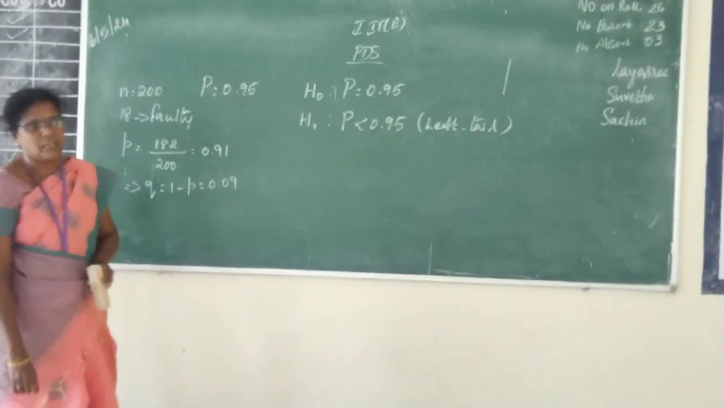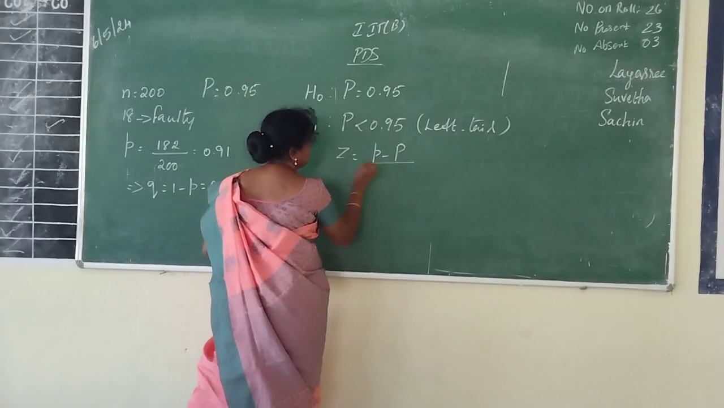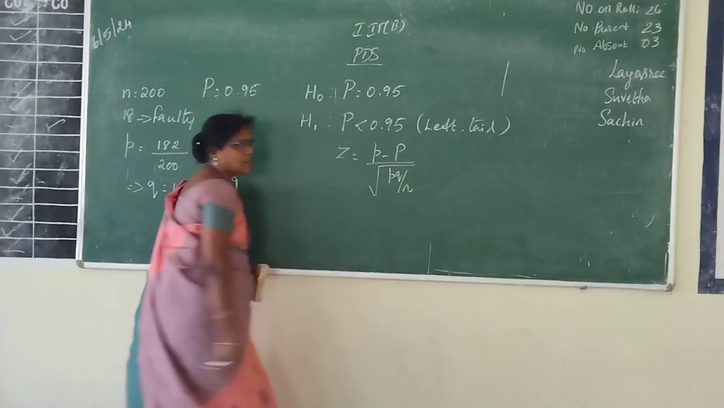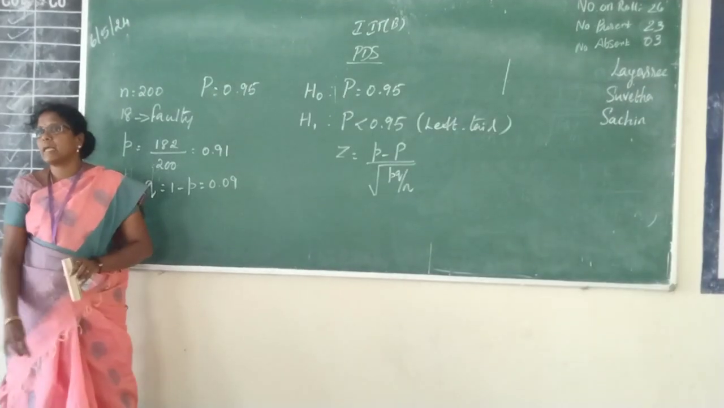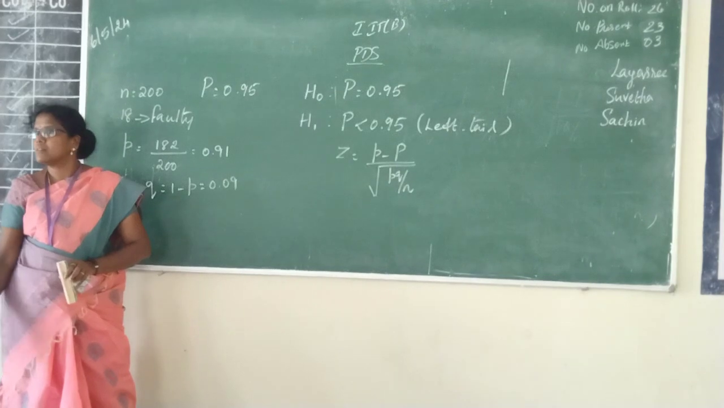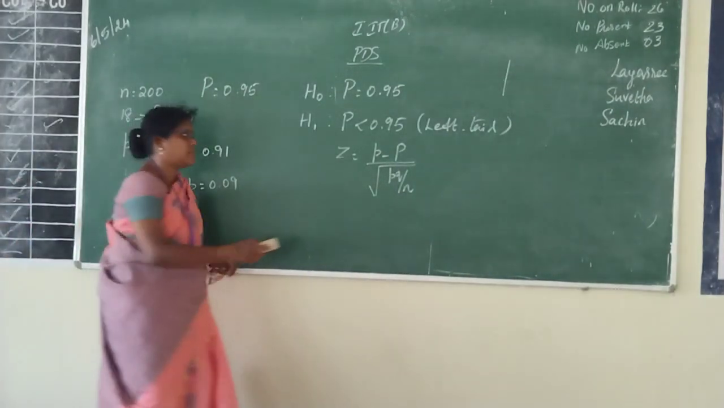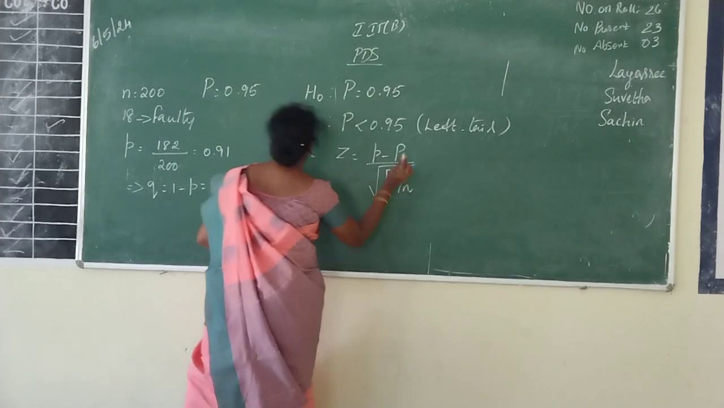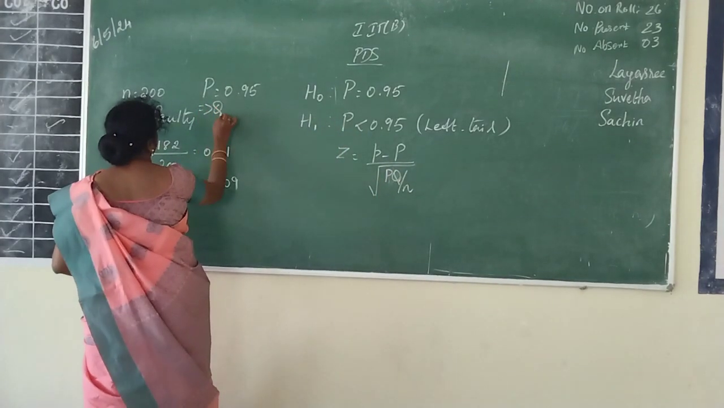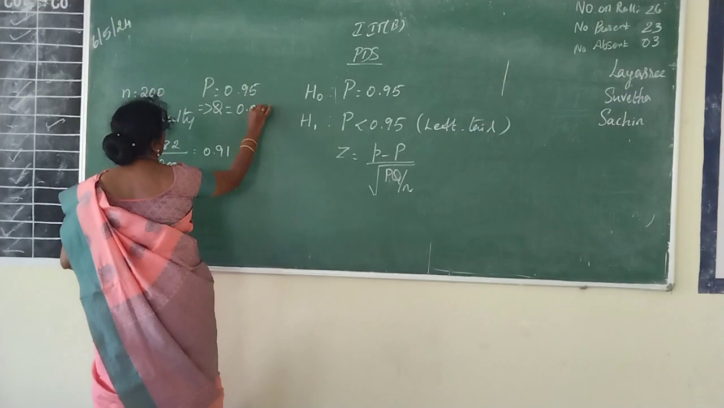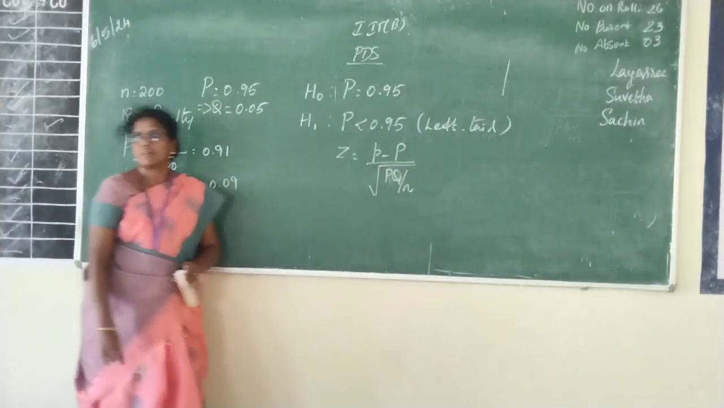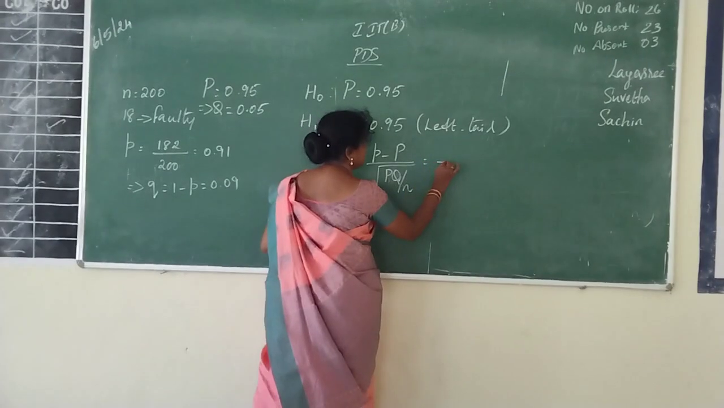Substitute in the formula. The test statistic is Z equal to small p minus capital P divided by the square root of PQ by n. Small pq or capital P capital Q, girls? So tell me then, what is capital Q? Okay, what is the Z value?